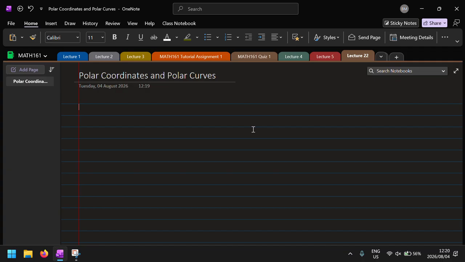This week, we've got a new chapter, polar coordinates and polar curves. Polar coordinates, you would have seen something like that before, probably in physics for rotations. You might have seen that. But we're going to start right from the beginning. So if you forgot it from physics, that's fine. We'll start from the beginning.